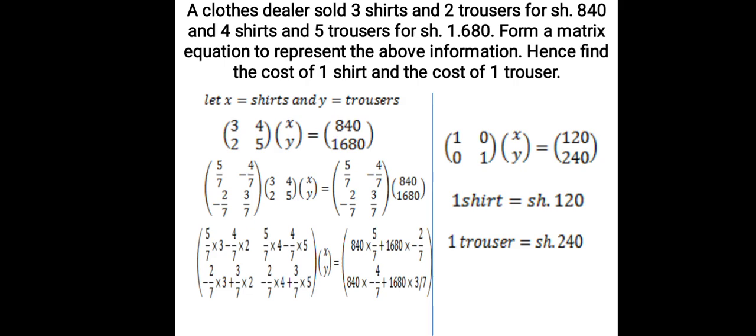After forming the matrix, which you can easily see, you get the inverse of the matrix. Multiply the inverse of the matrix on both sides. We get one shirt costs 120 shillings and one trouser costs 240 shillings.